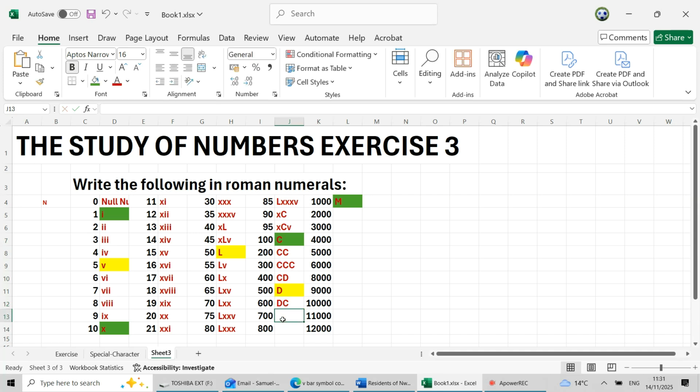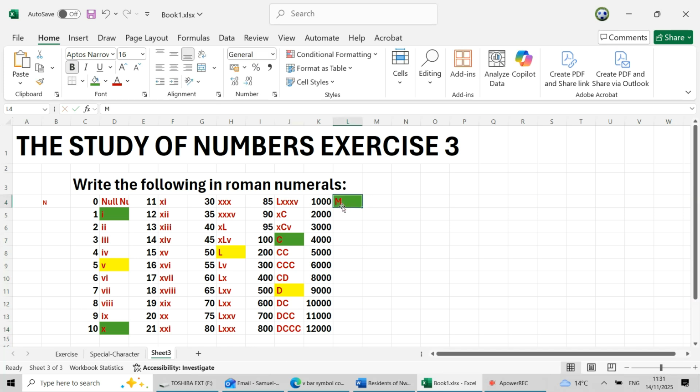The same thing with 700. We just borrow 2C because C can be repeated more than once. That's why we put the green background there. The same thing is with 800. 800 is D, C, C, C. That is it, my friend.